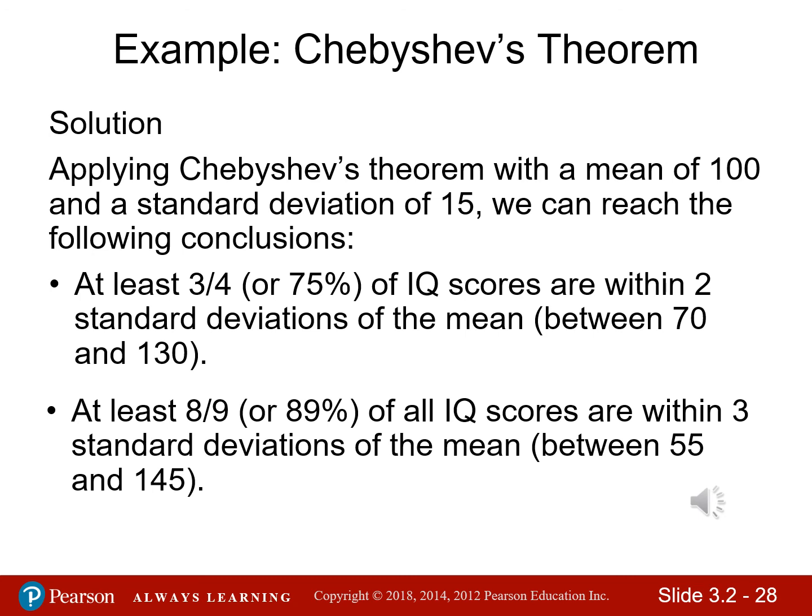It's important to note that while the empirical rule applies to bell-shaped or normal distributions, Chebyshev's theorem will apply to any data set. However, Chebyshev's theorem gives only approximations and has limited usefulness.